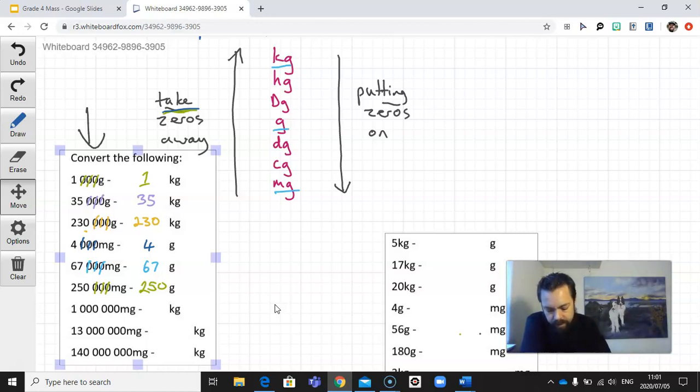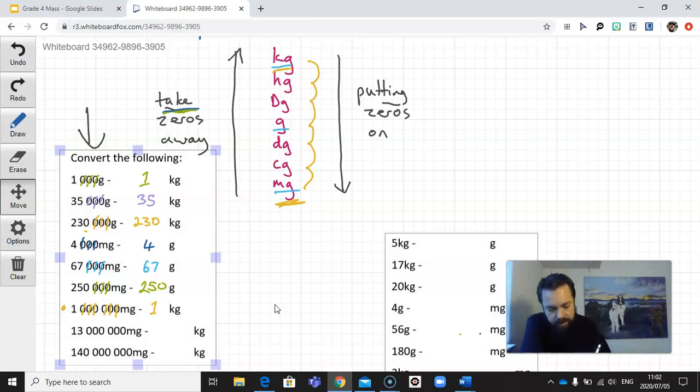So we're now looking at this one down here. We're going from milligrams to kilograms. So milligrams at the bottom to kilograms at the top. 1, 2, 3, 4, 5, 6 jumps. We take away 6 zeros. And we're left with 1. So in other words, 1,000,000 milligrams is equal to 1 kilogram.